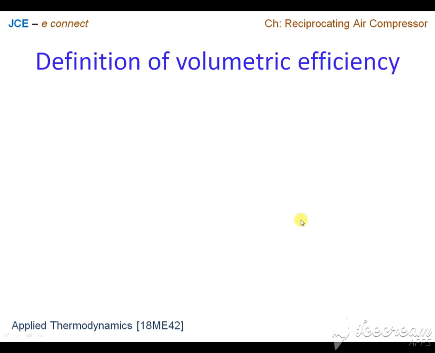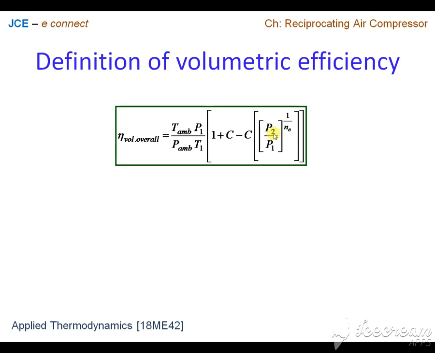Further, one can write P3 by P4 in terms of P2 by P1. This is mainly because in the PV diagram, the processes are constant pressure.